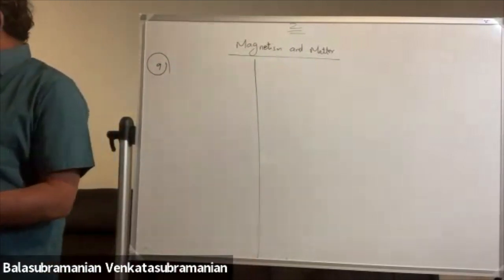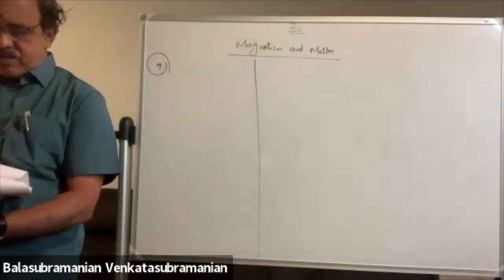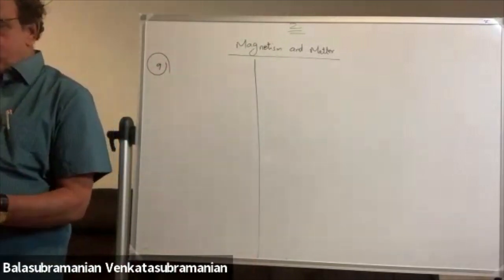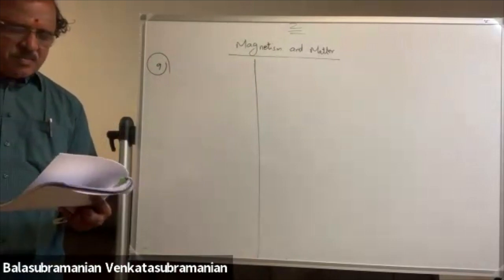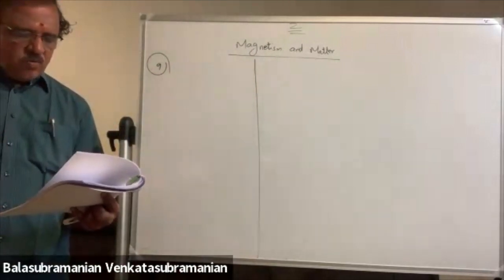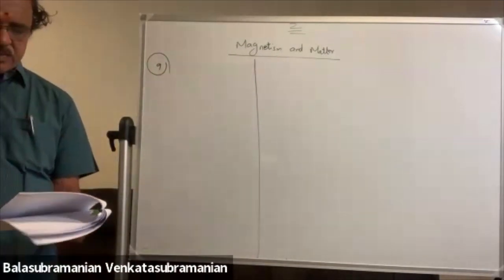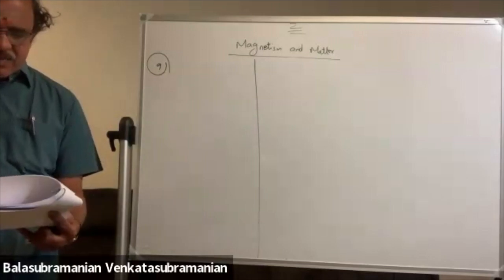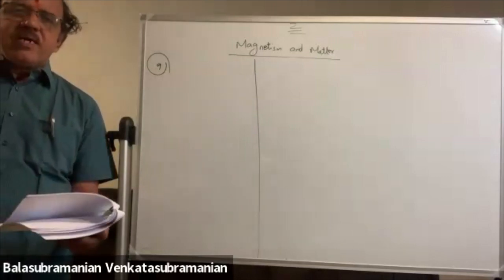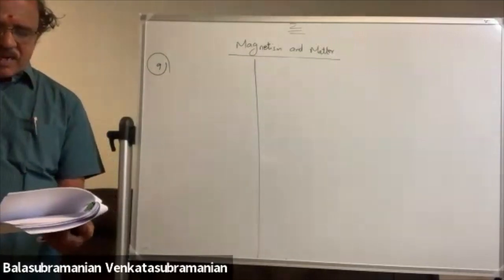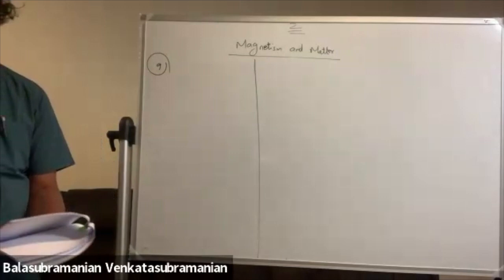A ring of mean radius 15 centimeter has 3,500 turns of wire wound on a ferromagnetic core of relative permeability 800. What is the magnetic field B in the core for a magnetizing current of 1.2 ampere? Radius 15 centimeter, 3,500 turns, relative permeability 800. You have to calculate the magnetic field of induction B, current 1.2 ampere.